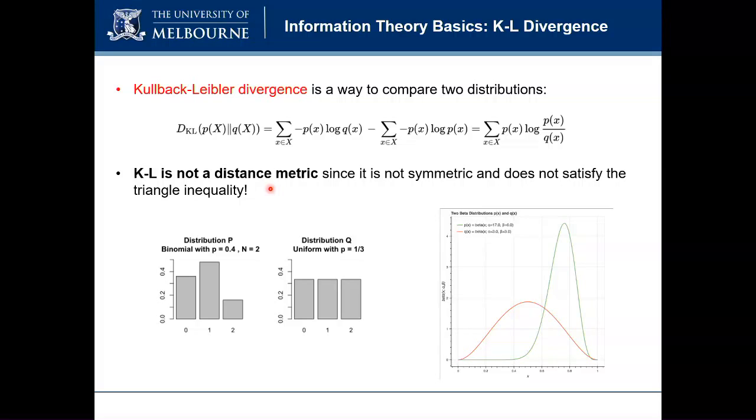D_PQ is not the same as D_QP. So you need to choose the first distribution you like, and then you find the divergence of the second with respect to the first. It is just this. You take the expectation over P(x) of the log of P(x) over Q(x), and because of the division, you can write it in the long form like this. So that's the Kullback-Leibler divergence.